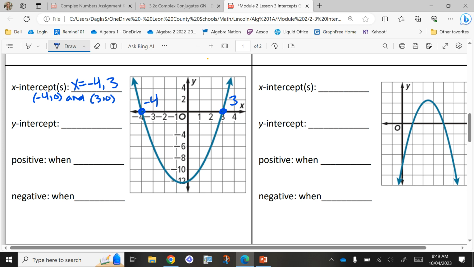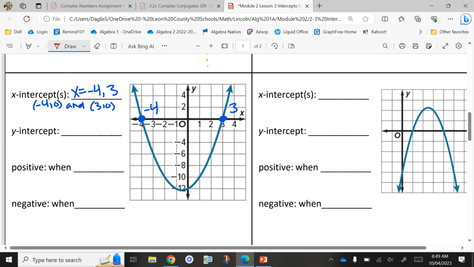Do I have a y-intercept? Yeah? I don't want to do red. That's too orange. All right, and where's my y-intercept? y equals negative 12, so that's going to be (0, -12).